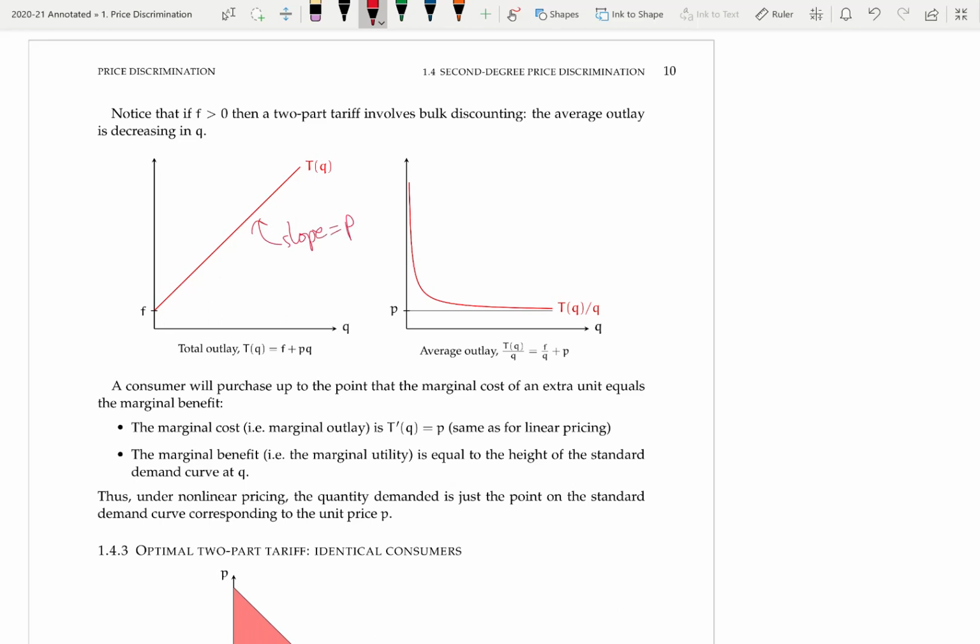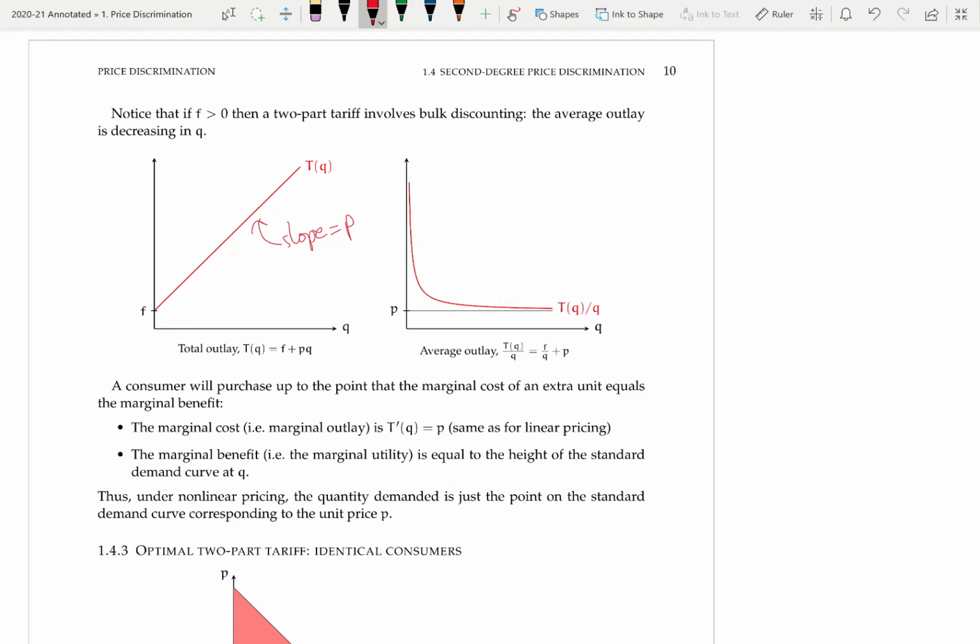Now what about the average outlay? This is like the average cost for a firm. We divide the total outlay by the quantity and we get the average outlay. And that looks like this. So it's the per unit price plus the access fee over Q. The bigger Q is, the smaller this is. And as Q goes to infinity, this goes to 0. So we have this asymptote of the average outlay function to the per unit price. So there's a bulk discounting going on here. The average outlay decreases with the quantity.